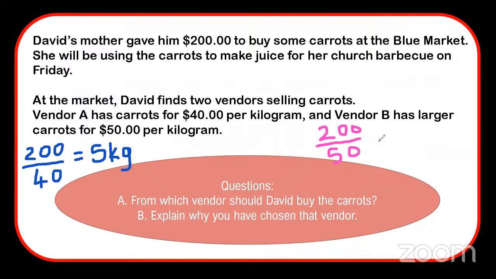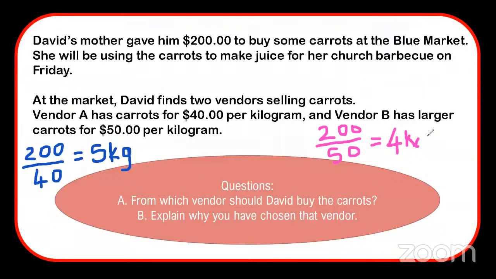All right, thank you, Teja. Raby is saying 4 kilograms. Thank you, Michaela and Jamar, and all you guys who are saying 4 kilograms. 200 divided by 50 gives us 4 kilograms.